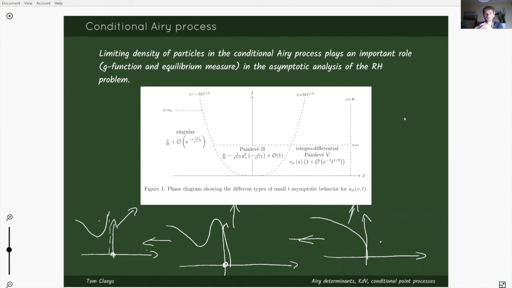But I think it's quite interesting to see how this conditional point process actually determines the behavior of the Fredholm determinants. And as I said, these pictures are for the Airy point process, but this interpretation in terms of this conditional point process holds for any determinantal point process. So yes, with this, I would like to conclude.